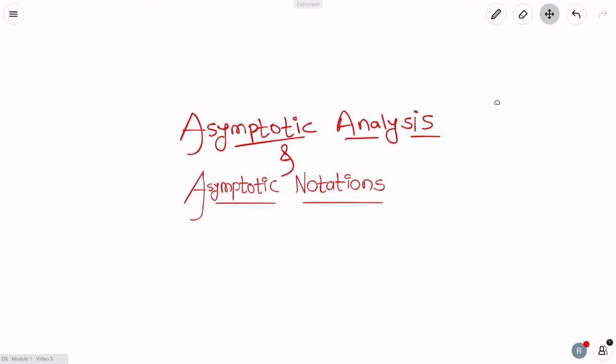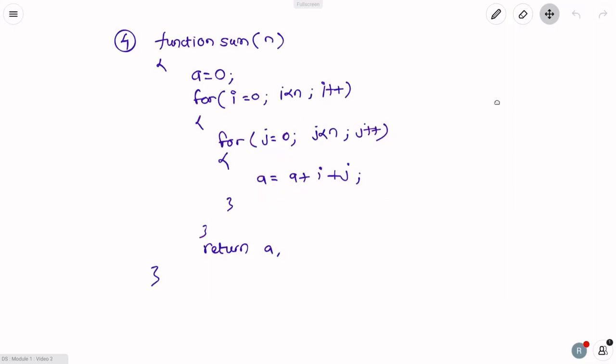So let me just open that question and let's start with how we can find the running time of this code. Okay, so let's first number each and every statement that this function has. So let's start numbering them. This is statement 2, this is statement 3, this is statement 4, and this is statement 5.